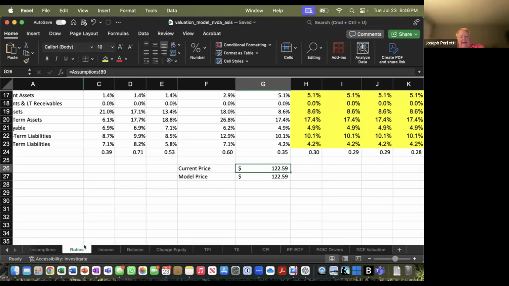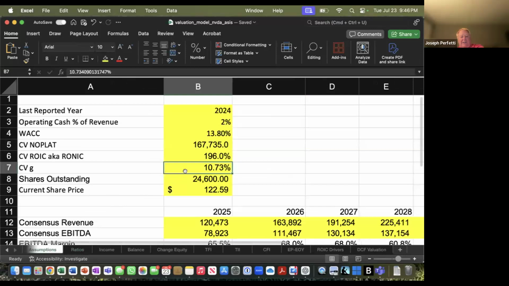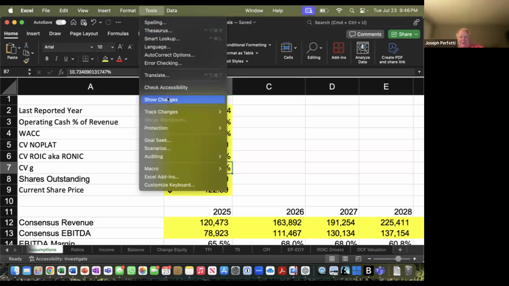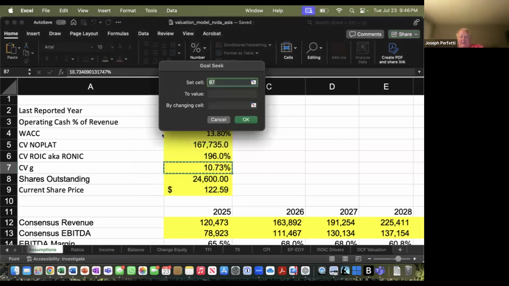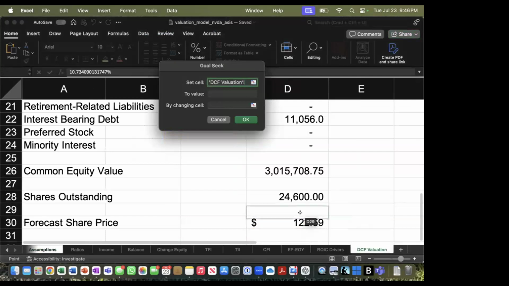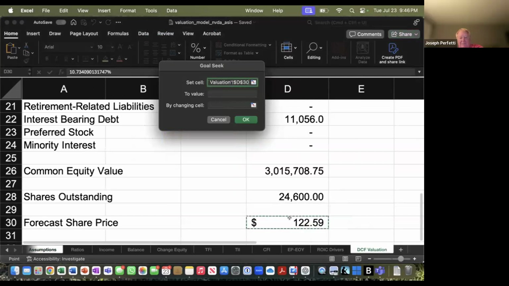Well, option one is I don't need to use goal seek. I can just start plugging in G's until the model matches. That's one option. But if I don't want to do that, I can have Excel do that for me. So that's where you go to Tools, Goal Seek. What you do is you say, set the cell you want to solve for. In this case, DCF valuation, the forecasted share price. So DCF D30.